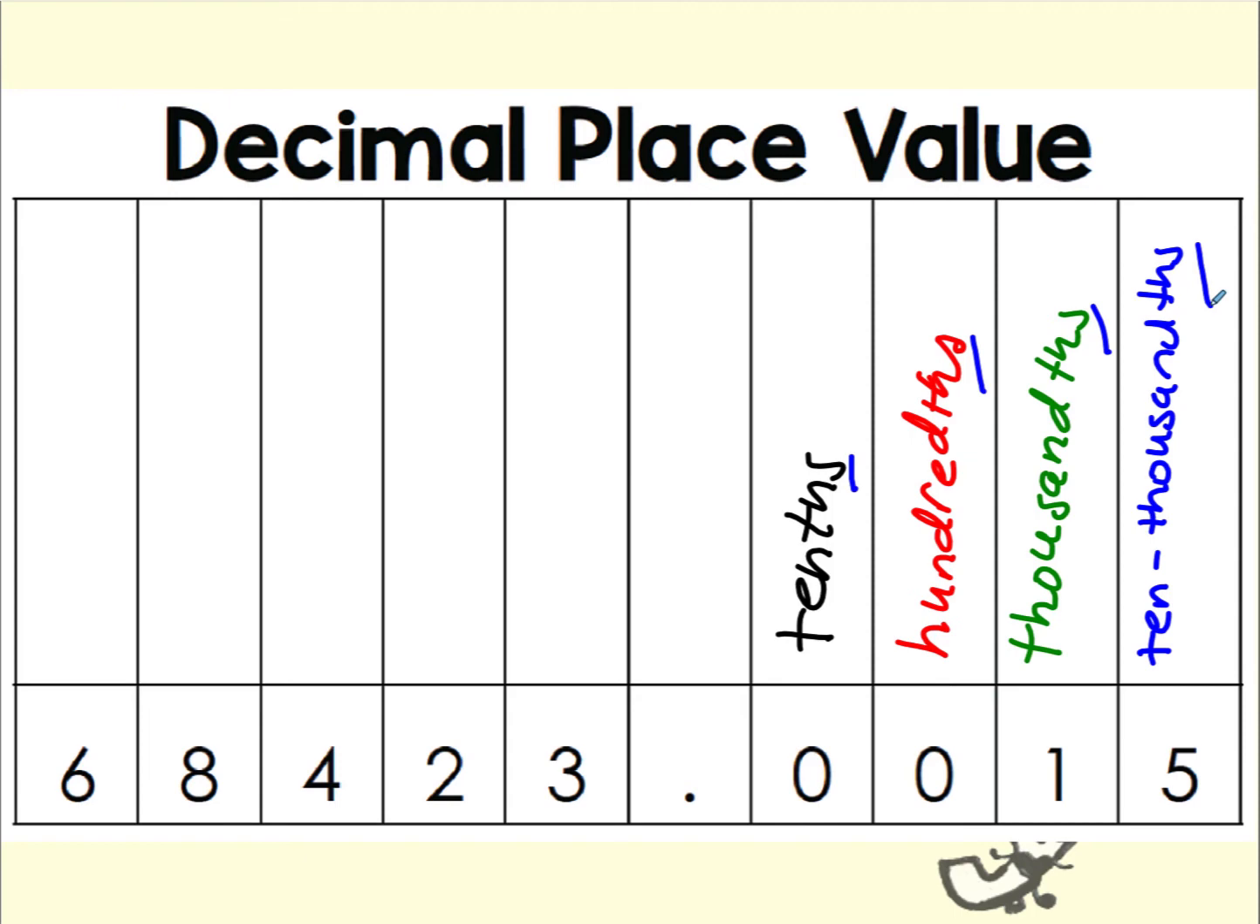So if we were to pronounce this number that I have written here at the bottom, I know that to the left, this is 68,423. I pronounce the decimal point as "and", so I don't say "point". I say 68,423. And then we look at the last digit to the right of the decimal, and its place value tells me how to pronounce the right side of the number. So this would be 15, 10,000ths. So we pronounce this 68,423 and 15 10,000ths.